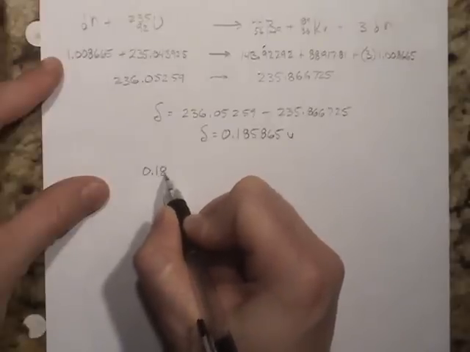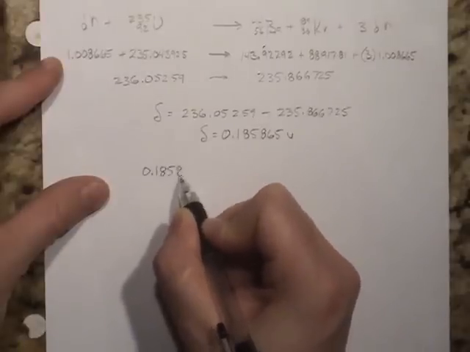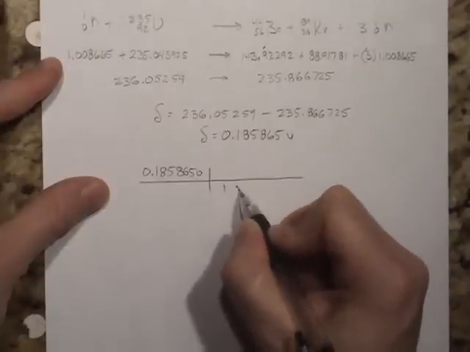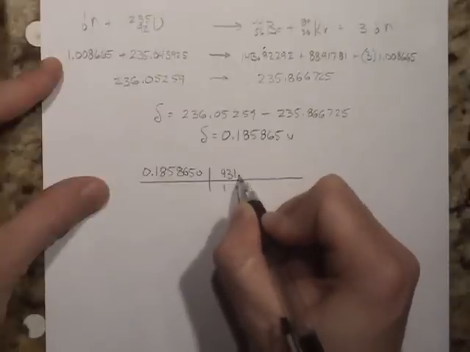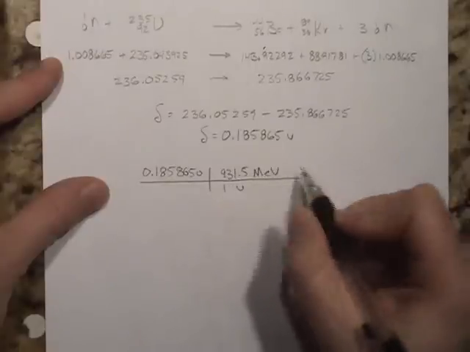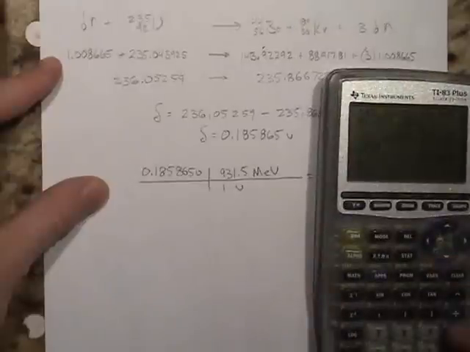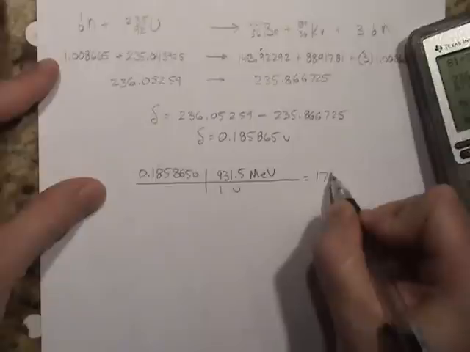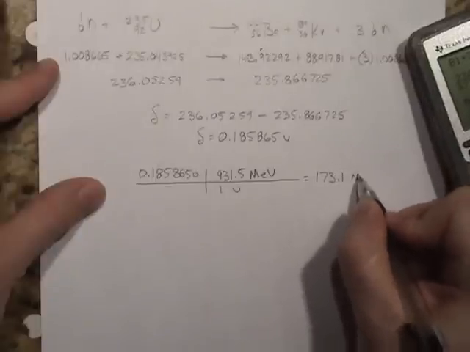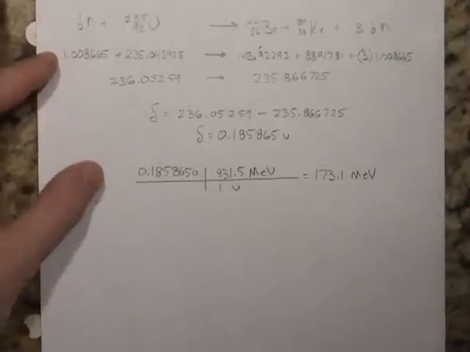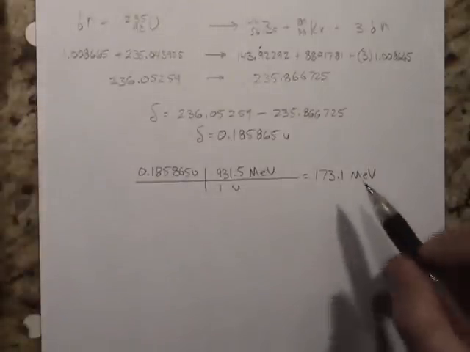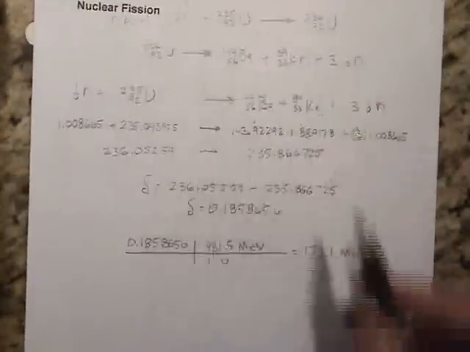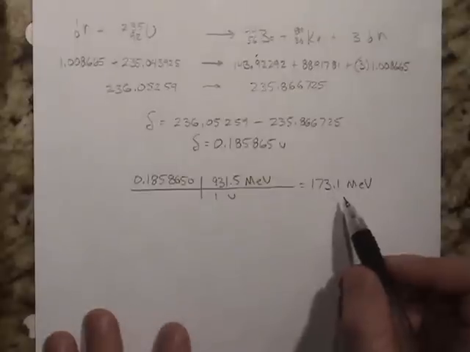Now we can use the conversion to convert this mass into energy, because we realize that starting with the 0.18585 U's, and we know that 1 U is equal to 931.5 MeVs. So if I multiply that by 931.5, I end up with 173.1 MeVs. So for each nuclear uranium atom, 235, that I split, I'll end up with 173.1 MeVs.